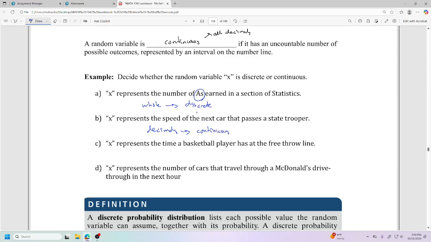Okay. The time it takes a basketball player to throw a free throw, I guess. Time, is that always a whole number? No way. So again, continuous. The number of cars that go through a drive-through. Yeah, discrete for sure.